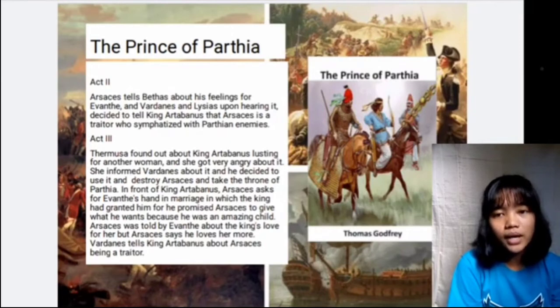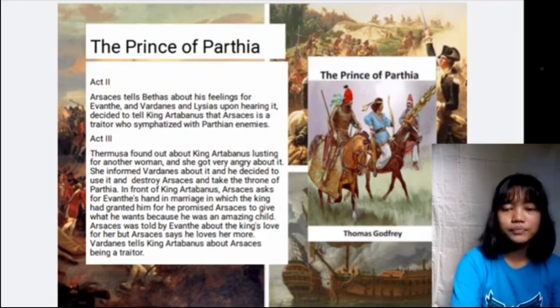Arsaces was told by Ivan about the king's love for her, but Arsaces says that he loves her more. Then Vardanes tells King Artabanus about Arsaces being a traitor.